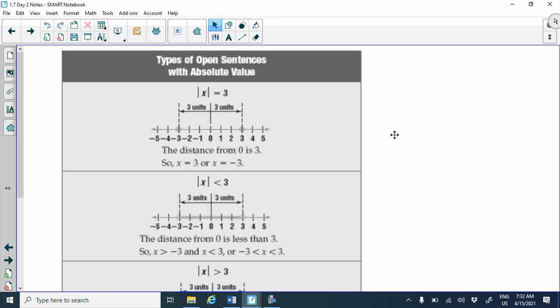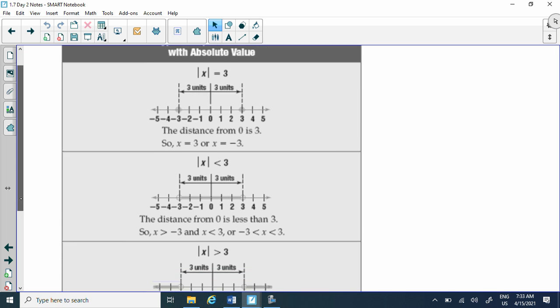Okay, so let's talk about when we did absolute value equations. Basically, if you only had a variable on one side, you had two solutions, right? So in this case, notice we have the absolute value of x equals 3. So basically, the two solutions would be 3 and negative 3, because negative 3 is 3 units away from 0, and positive 3 is 3 units away from 0. So the distance from 0 is 3. Okay, so when we did absolute value equations, we could have no solutions, two solutions, or one solution.